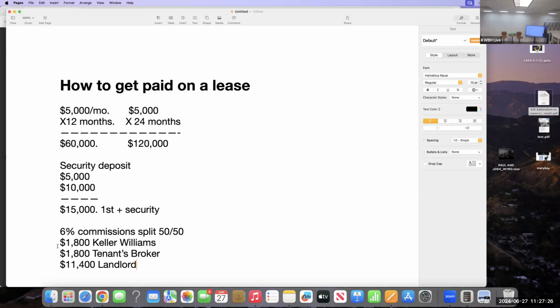Now, a lot of times as a listing agent, you will get the tenant also. So that money can double easily. And it's significant money if you do a lot of leasing.